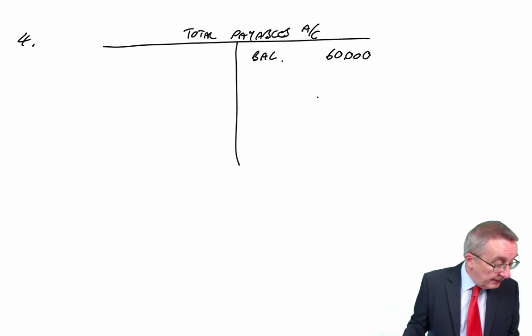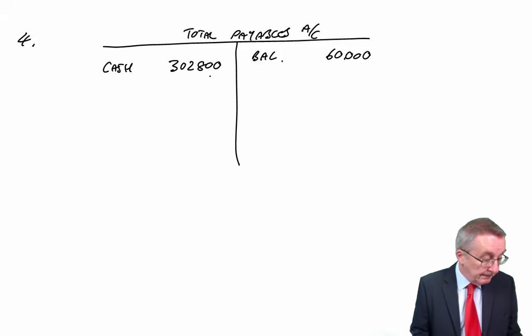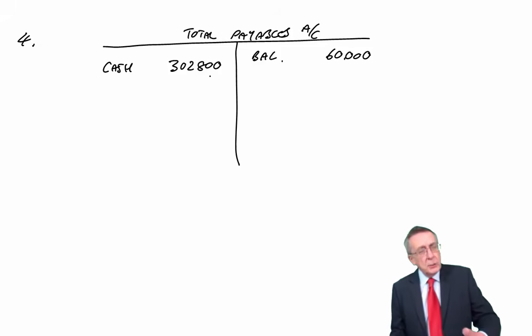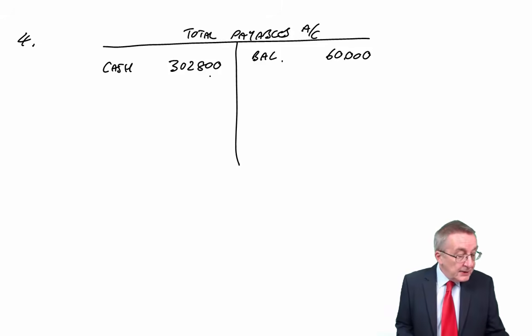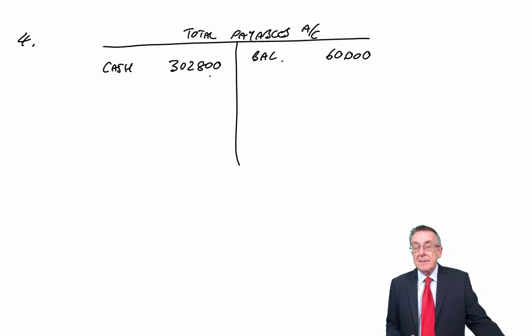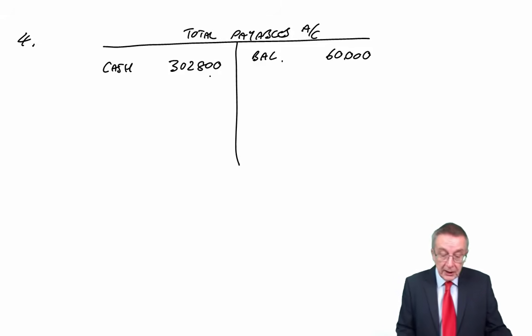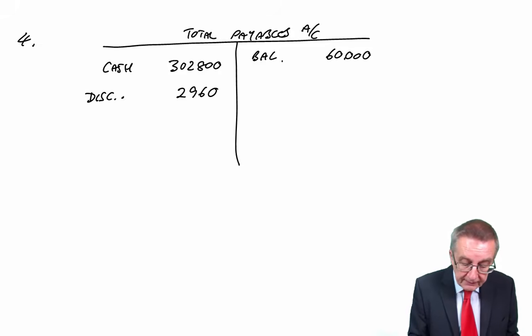Credit cash, debit payables, 302,800. Discounts allowed, well, remember we allow discounts to customers, so that's not relevant. But discounts received, we get discounts from suppliers, it reduces the amount we owe. So debit payables, credit discounts received.